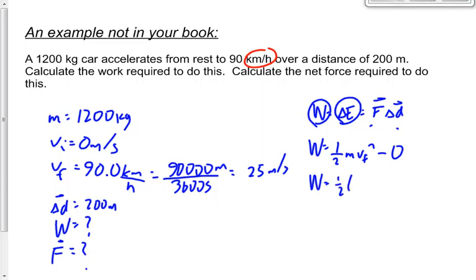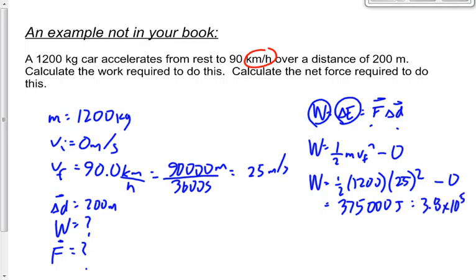1/2 of mass is 1,200 kilograms times the final speed of 25 meters per second. We've got to square that. Minus 0, of course. So we get 625 times 1,200 times 1/2. 625 times 600 is 375,000, which we're going to round to 2 digits, which is 3.8 times 10 to the 5 joules.